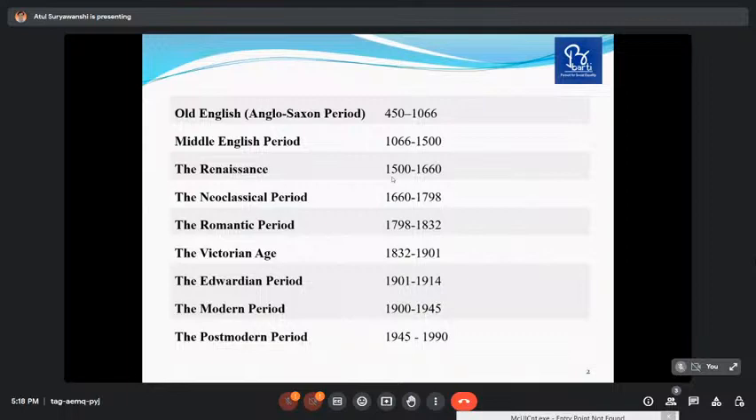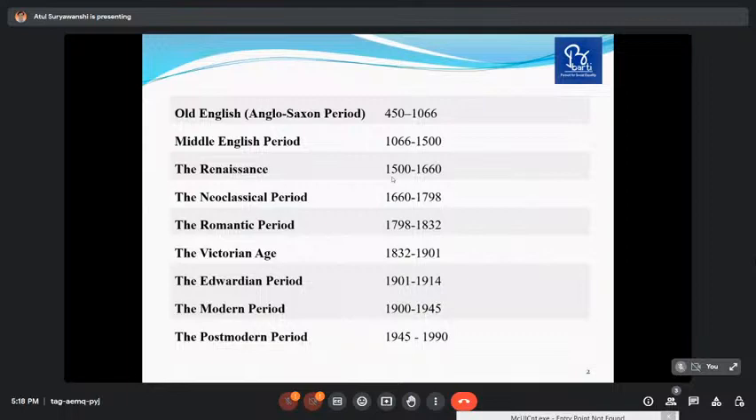The next period was the Victorian Age, which began in 1832 and lasted up to 1901. The next period is the Edwardian period. The beginning of the Edwardian period was 1901 and it lasted up to the First World War, which initiated in the year 1914.